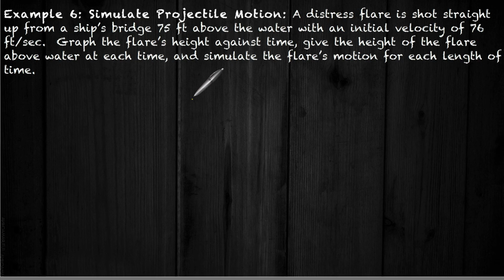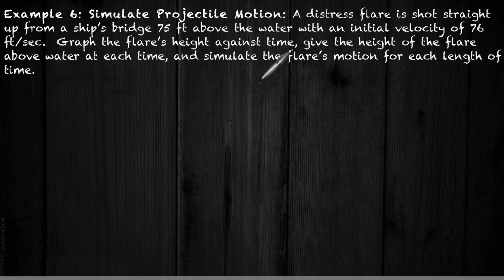In this last example, now we want to do the opposite of what we did in the last example. Instead of simulating horizontal motion, we want to simulate vertical motion. So it says we have a distress flare or just a ball or whatever, and it's shot straight up in the air and then it comes back down to the ground.